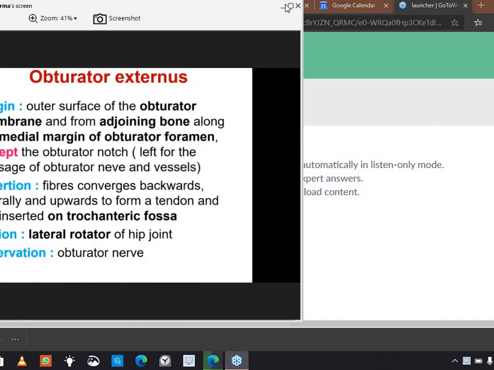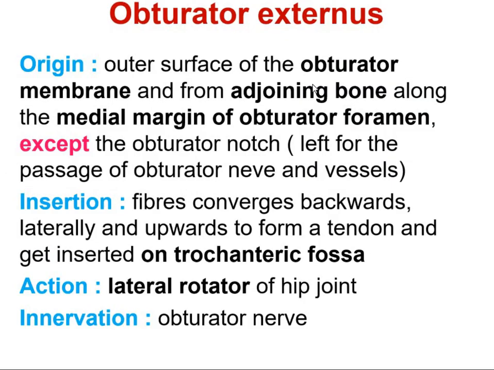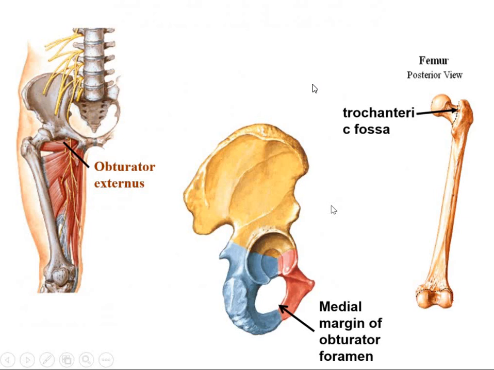Okay, fine. So these fibers converge backward, laterally and upward to form a tendon and get inserted on the trochanteric fossa. Let me show you. If you see, this is your femur. We have this greater trochanter, and this lesser trochanter. Just medial to the greater trochanter, there is a fossa which is known as the trochanteric fossa.